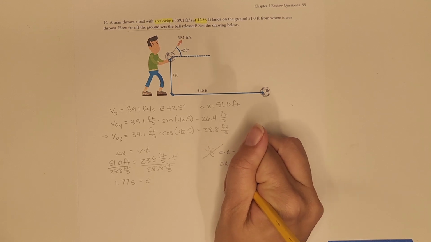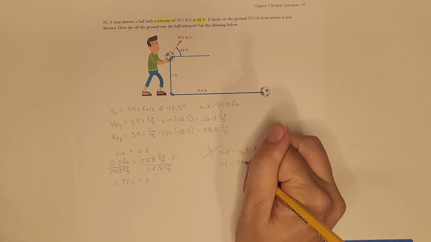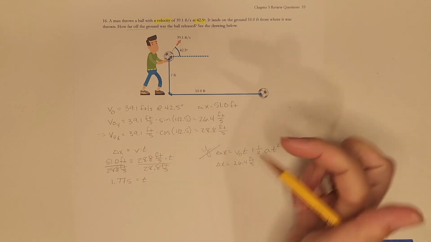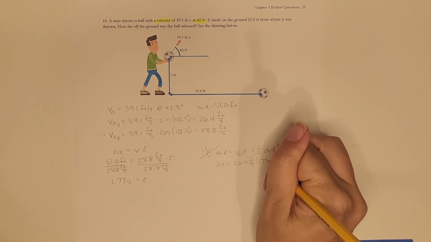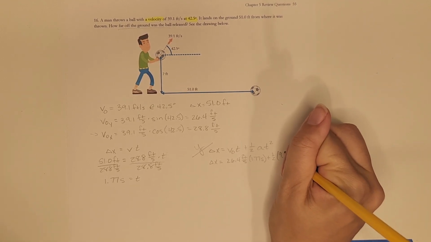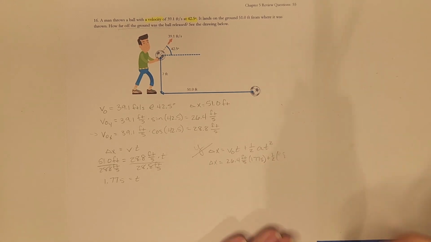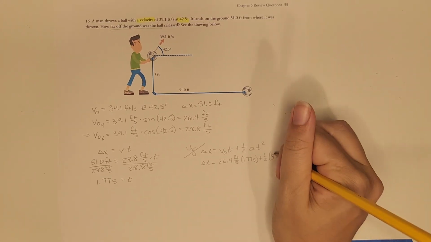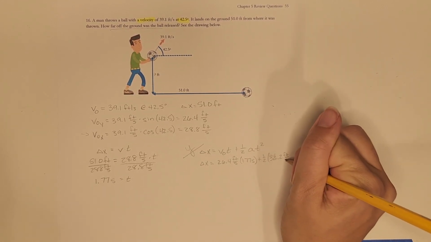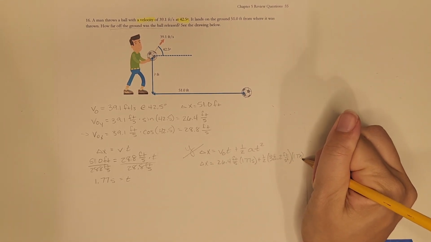So delta x equals my y velocity, which is 26.4 feet per second, times my time that I just figured out, 1.77 seconds. Acceleration, 9.8, sorry, not 9.81. Remember, we are dealing with feet here, so I can't use the meters. Gravity is 32.2 feet per second squared, and then time squared, so 1.77 seconds squared.